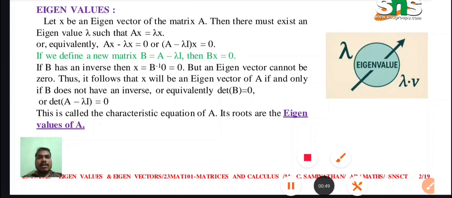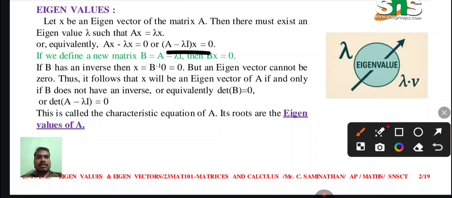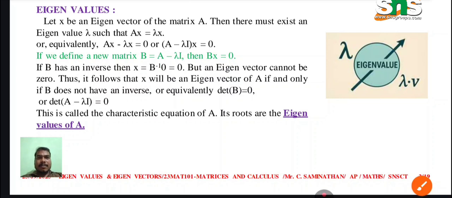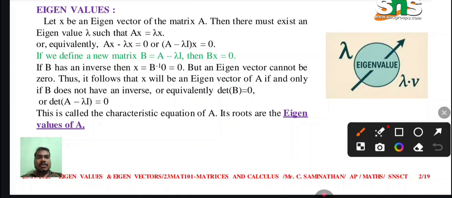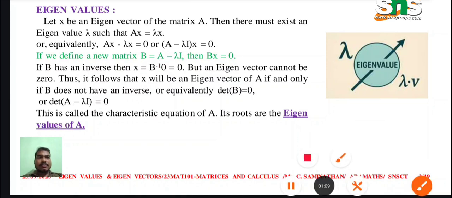Or equivalently, we say Ax minus lambda x equal to 0, which means that (A minus lambda I) into x equal to 0. If we define a new matrix B, which is A minus lambda I, and if B has an inverse, then x equal to B inverse times 0, which is equal to the 0 matrix. But an eigenvector cannot be 0. So it follows that x will be an eigenvector of A if and only if B does not have an inverse.